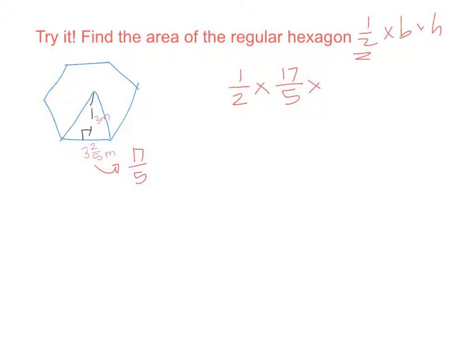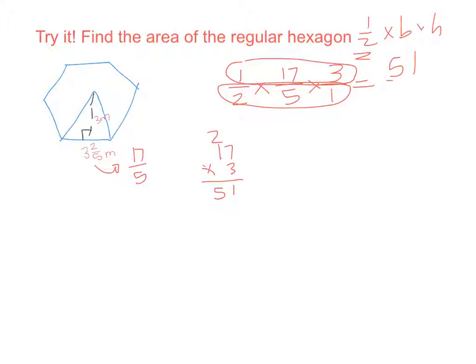Now watch what I do here. I'm going to change my 3 to an improper fraction so I can multiply everything straight across. So now I'm going to multiply these numbers. 1 times 17 is 17. 17 times 3 is 51. Over 2 times 5 is 10. 10 times 1 is 10. So 10 is our denominator.